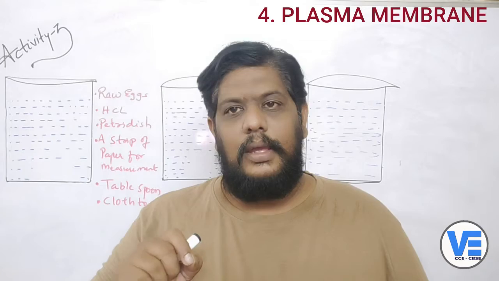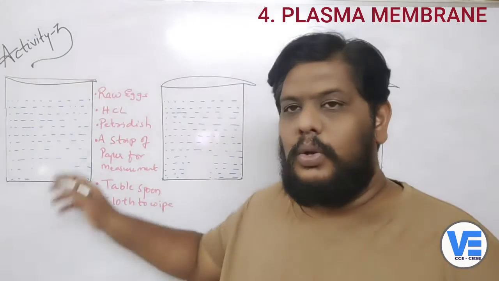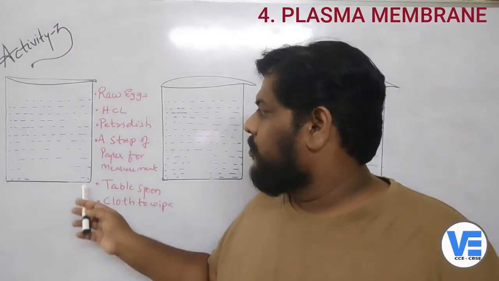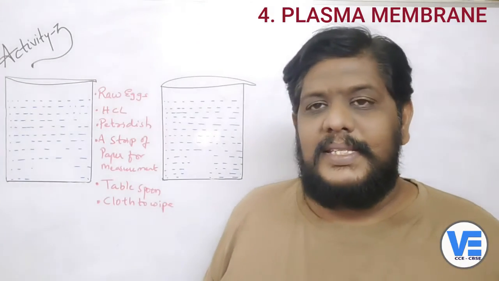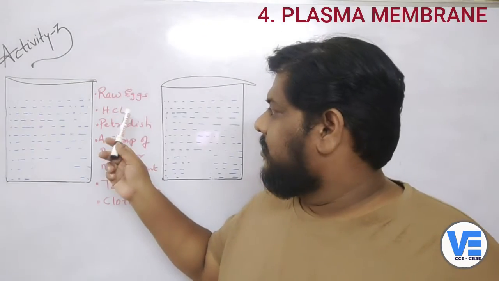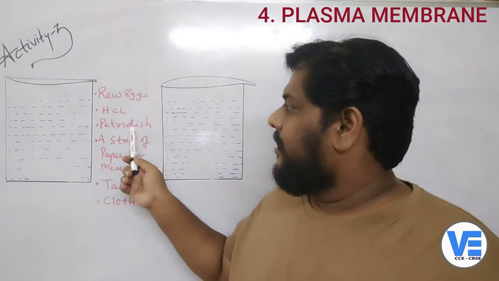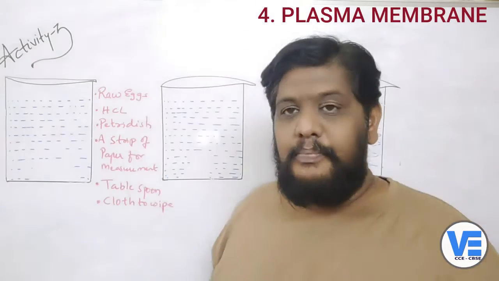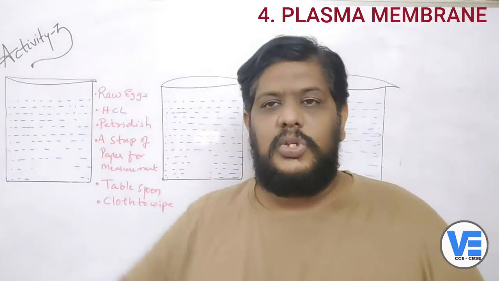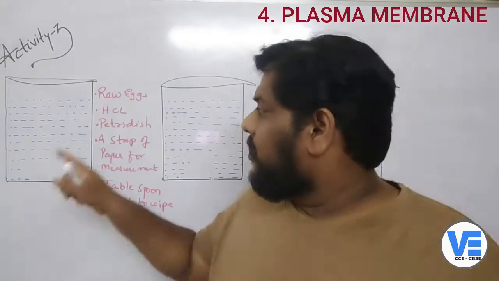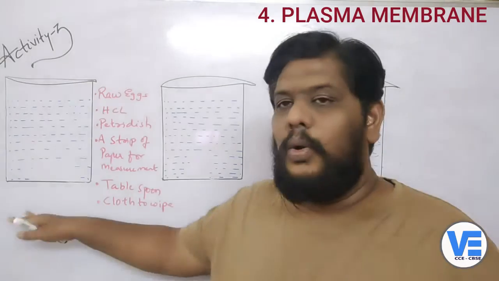To understand that a bit clearly, we are going to do an experiment here. What are the materials required in this experiment? Raw eggs, HCl, or the toilet acid which you use in your toilets, a petri dish, a strip of paper so that you can measure, a tablespoon, and also a cloth to wipe. If these materials are with us, we can go ahead with this experiment.